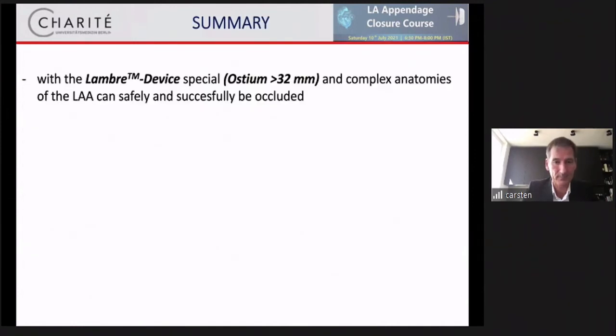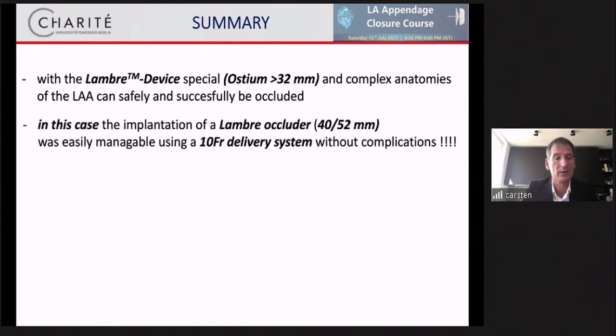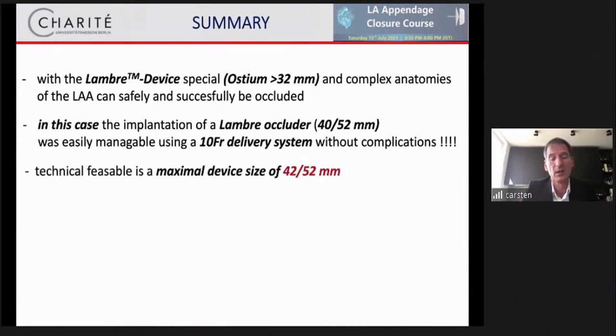So in summary, with the Lambert device, special and complex anatomies of the LAA can safely and successfully be occluded. In this case, the implantation of a 40 by 52 millimeter device was easily manageable using a 10 French delivery system without any complications. It is technically feasible to implant devices up to 42 to 52 millimeters.